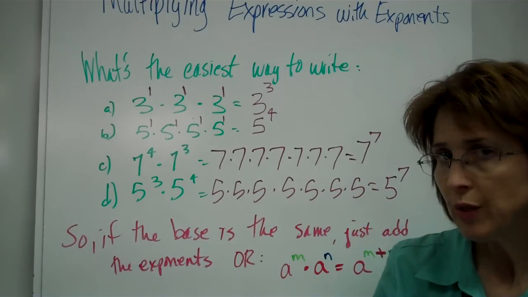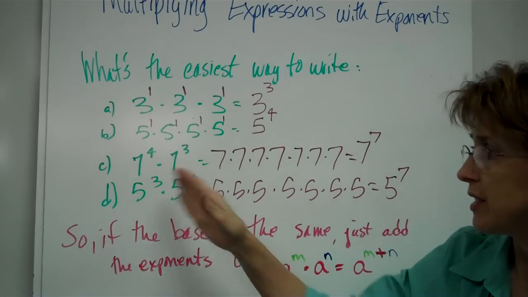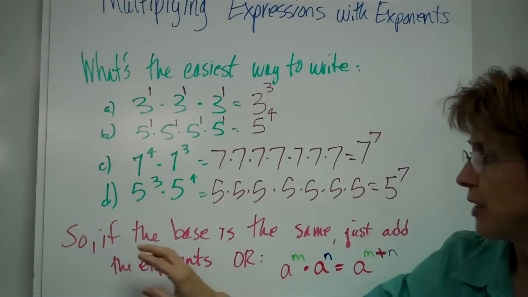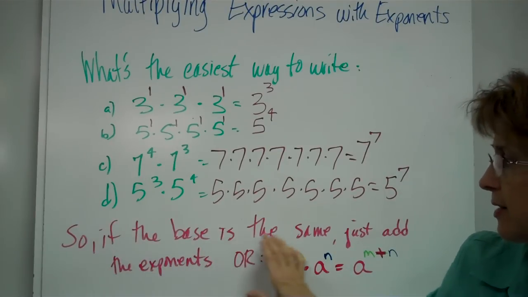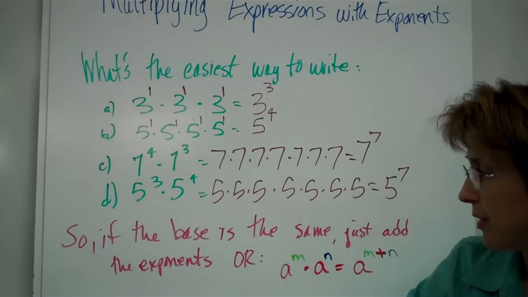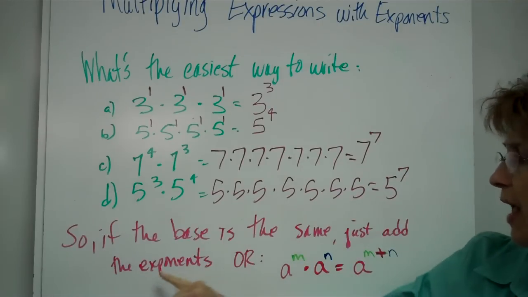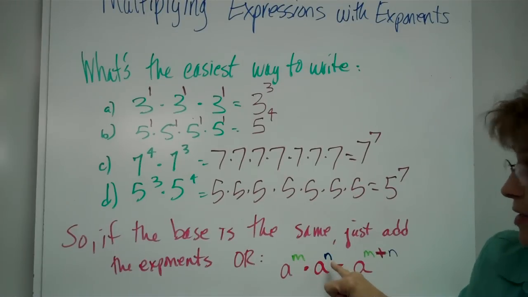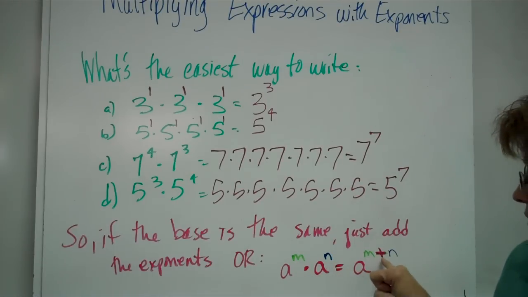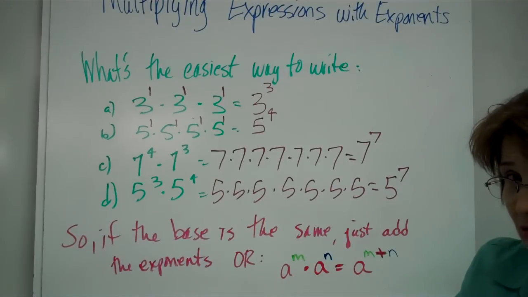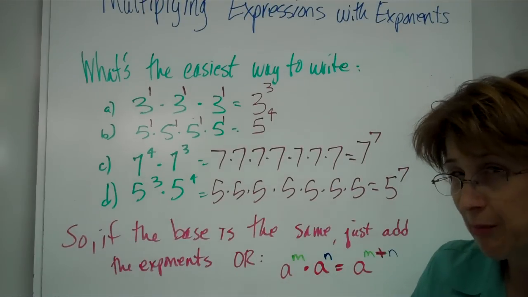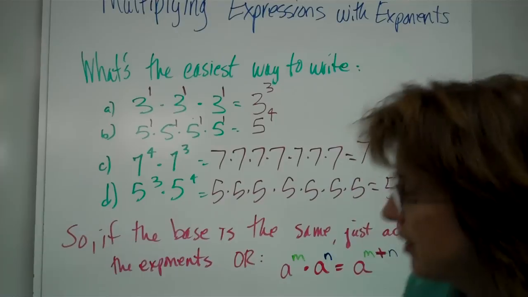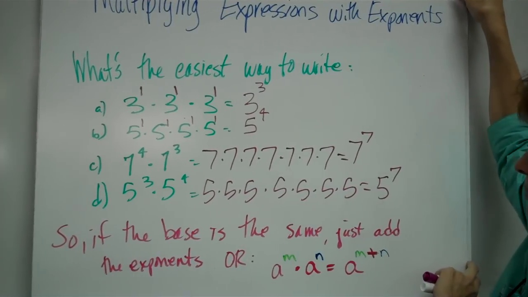So there's a rule we need to learn, or I don't even need to learn it because every time you can just work it out. But it might be helpful to know that if the base is the same, that is, if the number on the bottom, the base, is the same, just add the exponents. So if you have some number a to the m power times a to the n power, just add them together, as long as m and n are integers, okay? It can't be fractions, just integers right now. All right, so let's look at the next one.